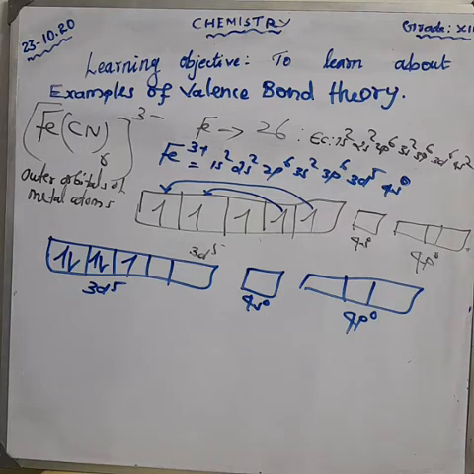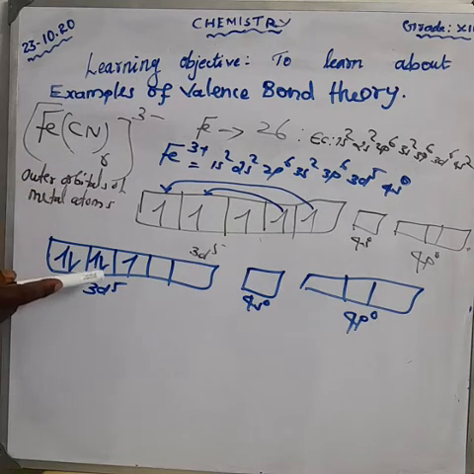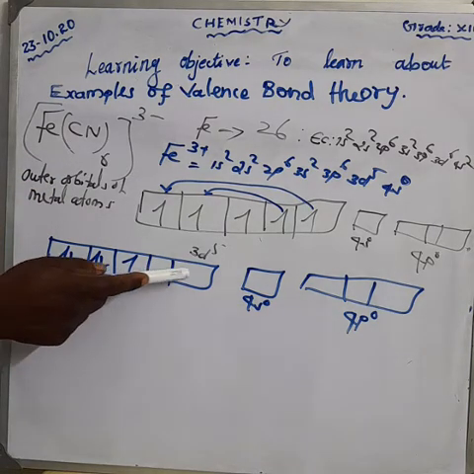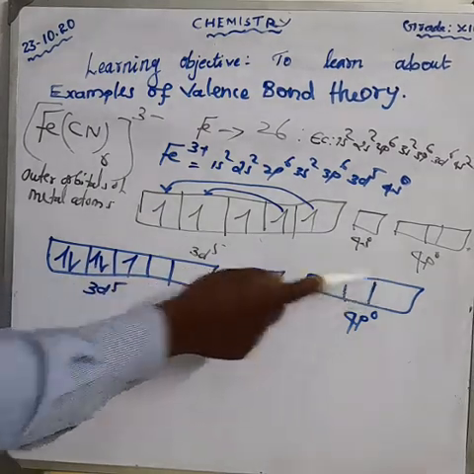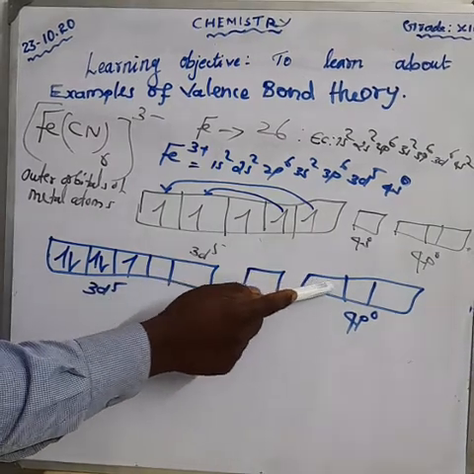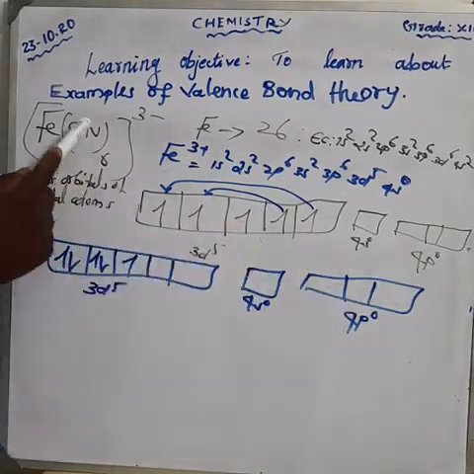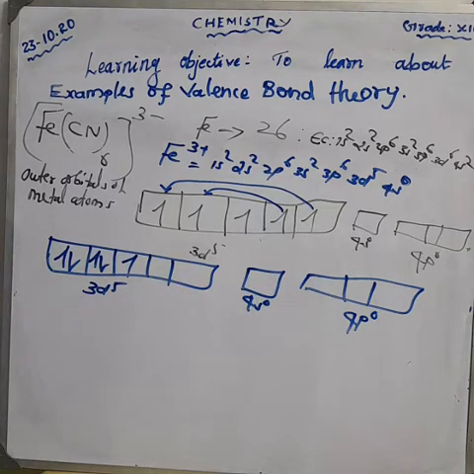Anyhow, we should draw the hybridization. How many cyano groups are there? 6. So how many vacancies are there? 1, 2, 3, 4, 5, 6. Once again, how many vacancies? 1, 2, 3, 4, 5, 6. These 6 cyano groups will be attached here. Okay. Next, it should be drawn again.